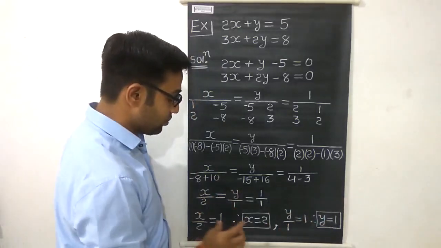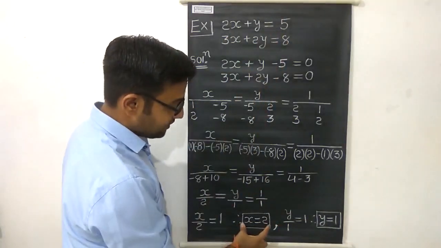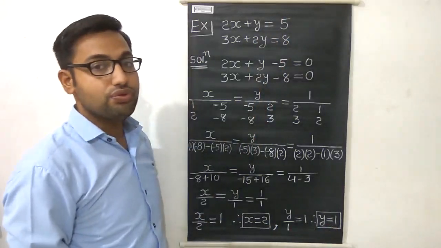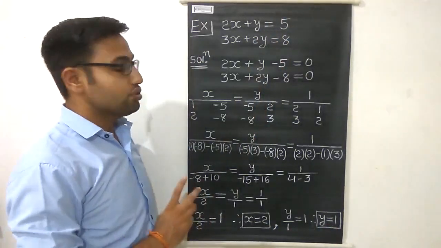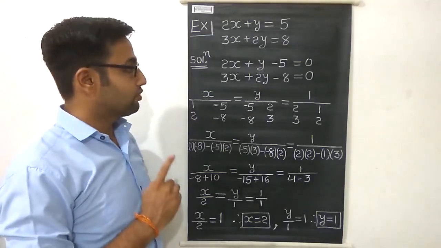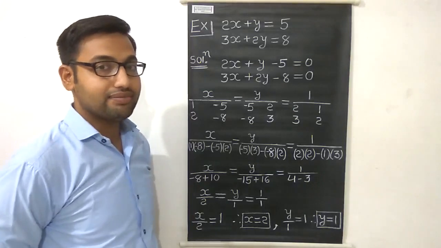So this is the solution for the pair of linear equations: x is equal to 2 and y is equal to 1. Okay, so this is all about the cross multiplication method for the solution of a pair of linear equations in two variables. Okay, thank you.